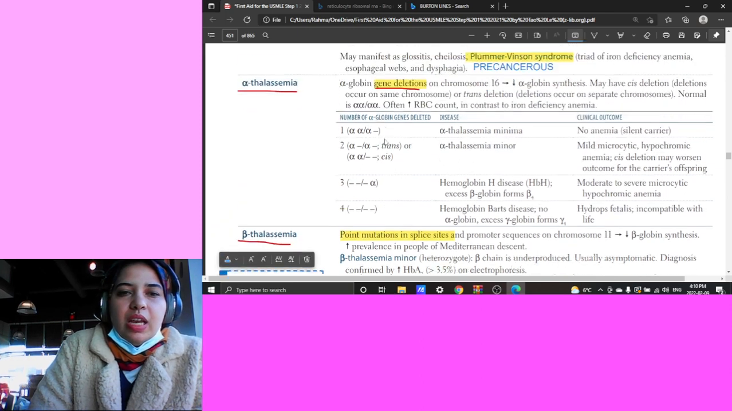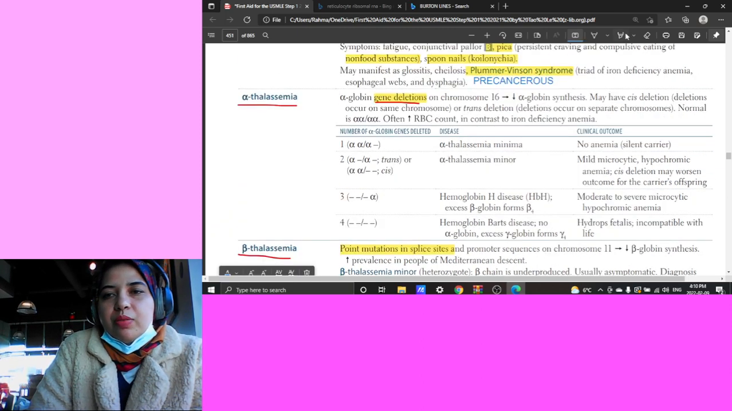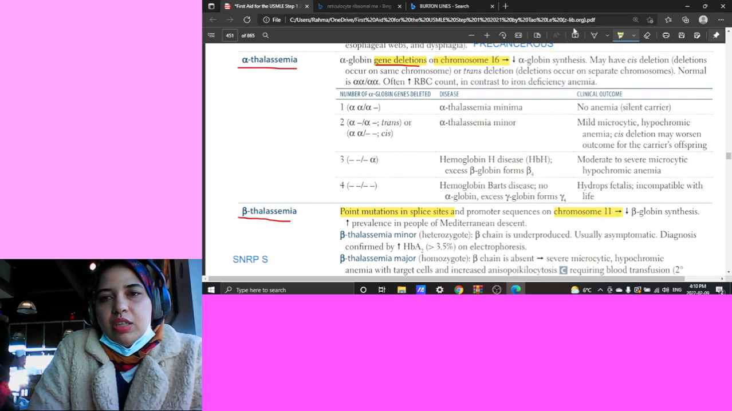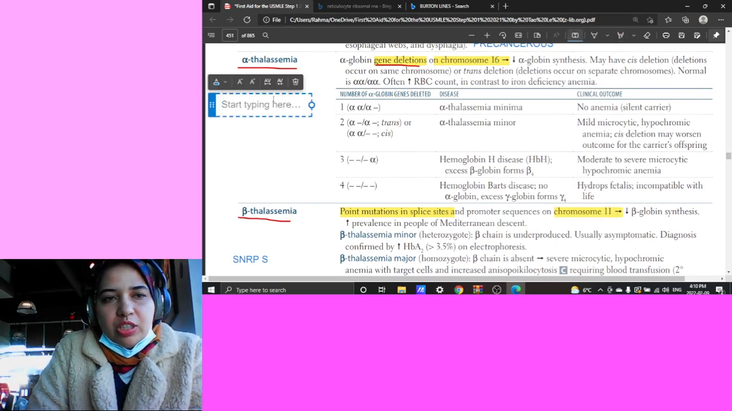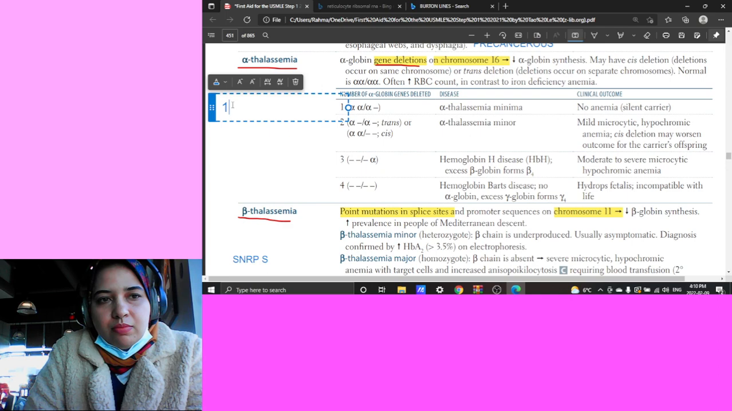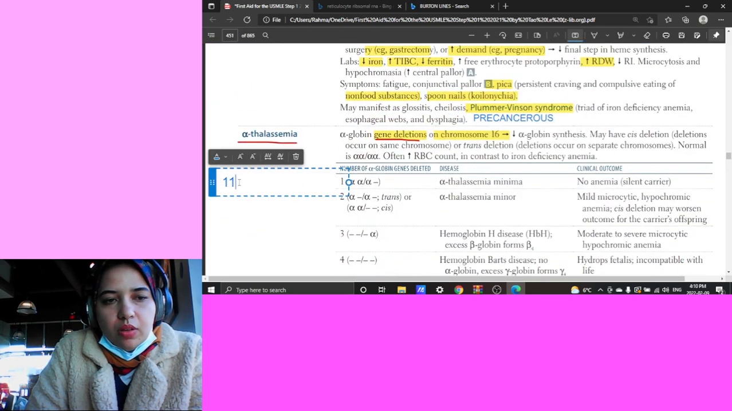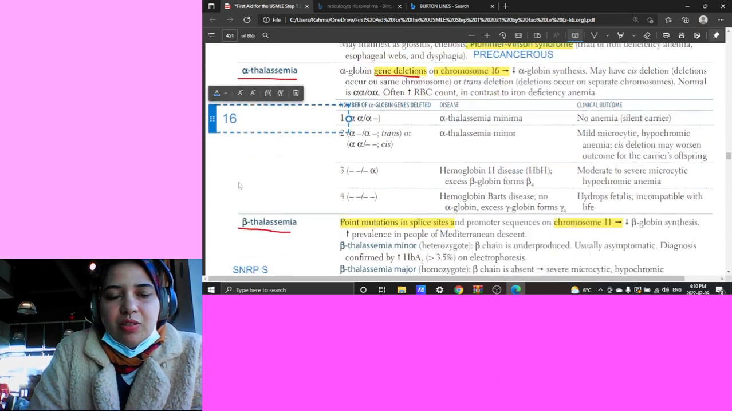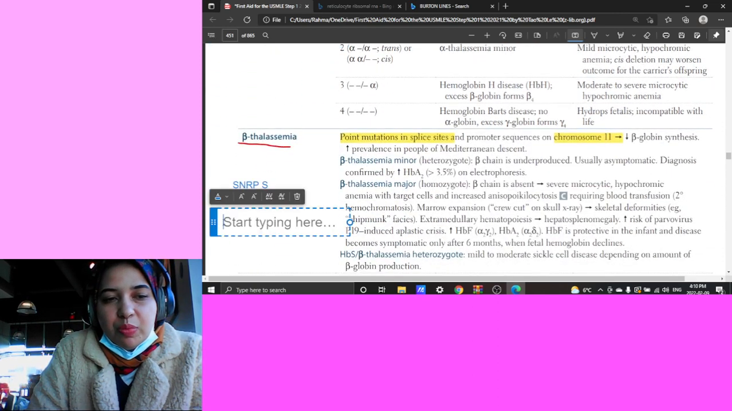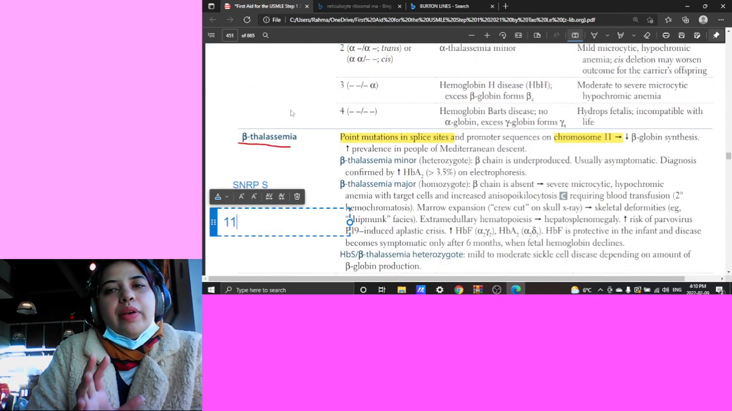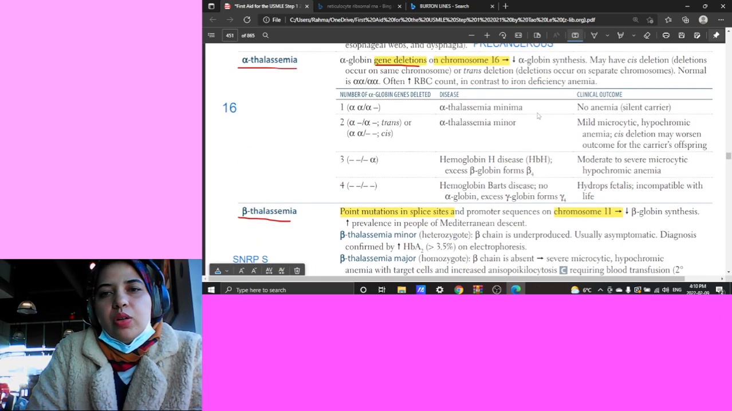But this one is a gene deletion on chromosome 16. You need to remember this is chromosome 16. This one is chromosome 11. I love writing just big text so that I remember everything and I don't forget these little factoids where you can really just lose marks over something so silly, ignoring the number of the chromosome that the pathology is on.